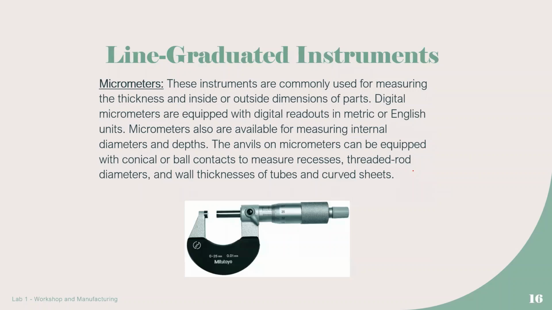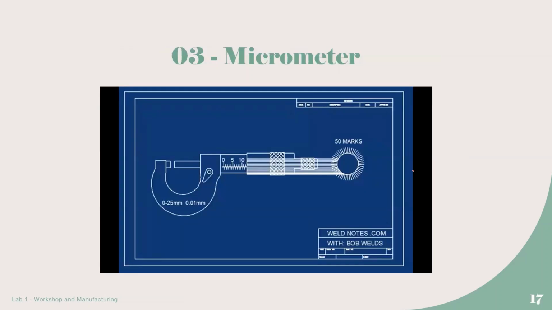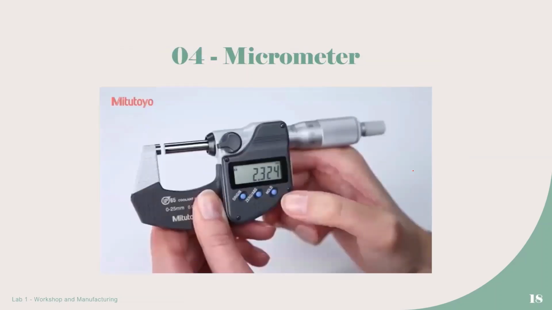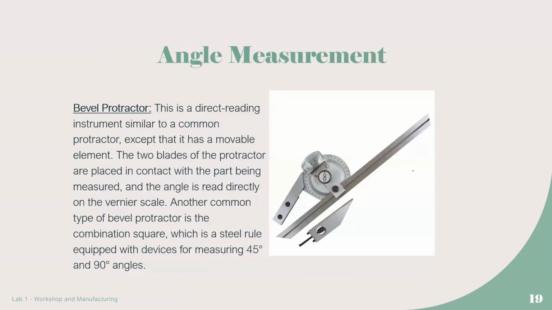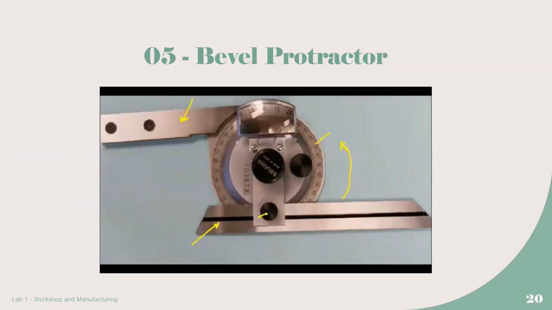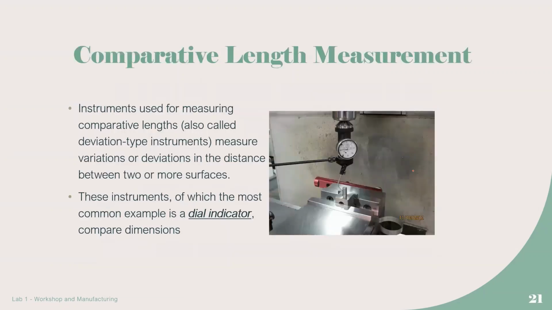We have micrometers. We're going to learn how to use them in our laboratory too. Another video, please watch it. So this is a digital one, a digital micrometer. For angle measurements, we have the bevel protractor. And comparative length measurements.